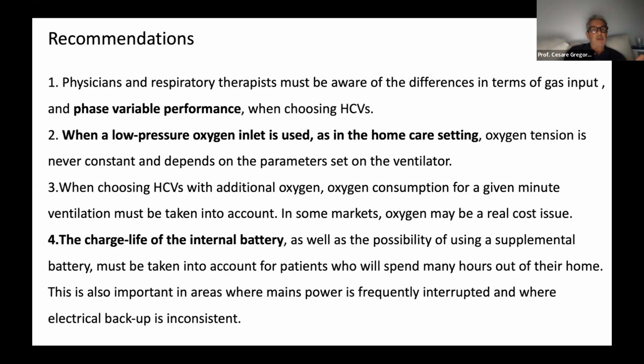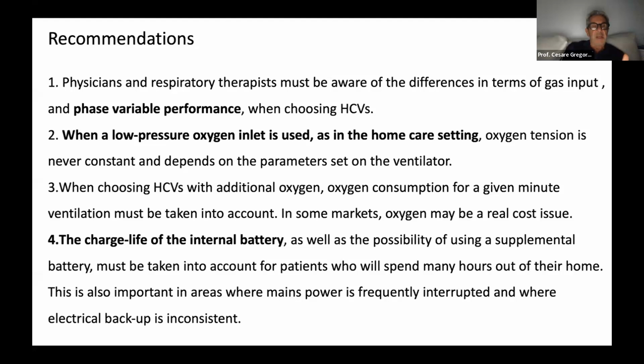So what are the recommendations? Physicians and respiratory therapists must be completely aware of the differences in internal gas input and FiO2 variable performance when choosing a home care ventilator. One thing is choosing a home care ventilator for a patient who is completely passive. For example, a patient affected by ALS in advanced stage, completely passive, is very easy to ventilate. Different when we are dealing with a pediatric patient or patients that are completely active.